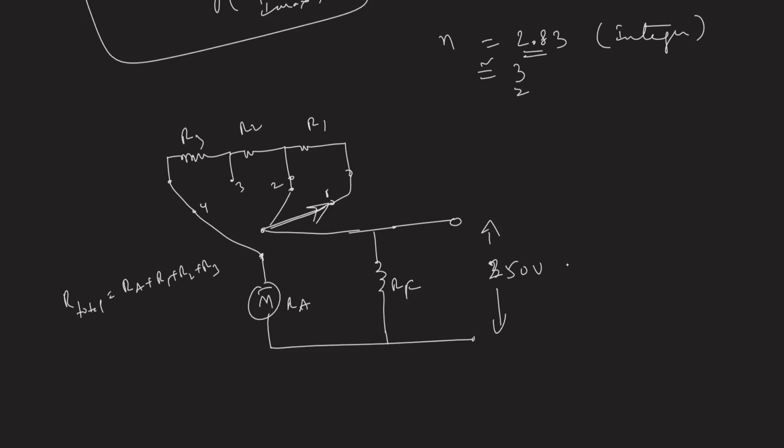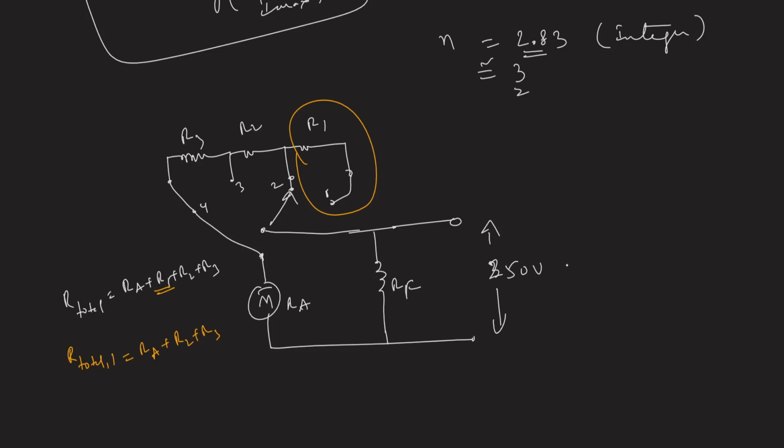When I move to this position, this will be floating, so we don't have any importance of this value now. So now R total comma 1, meaning 1 is removed, that is RA plus R2 plus R3. R1 is removed, like that. Okay, now what can we do, tell me.